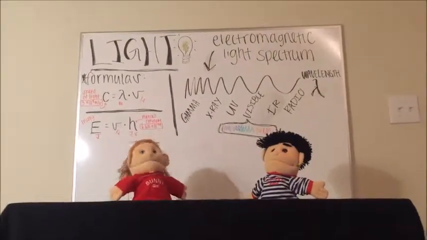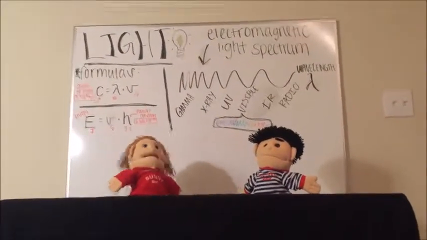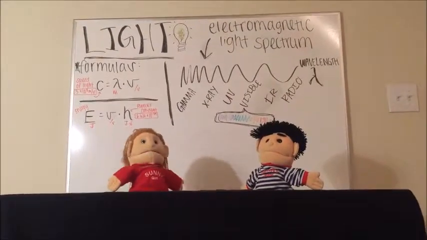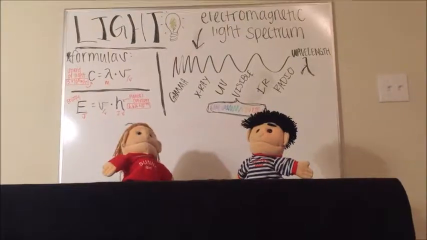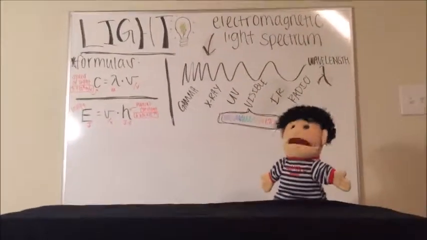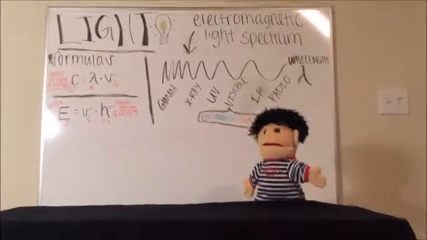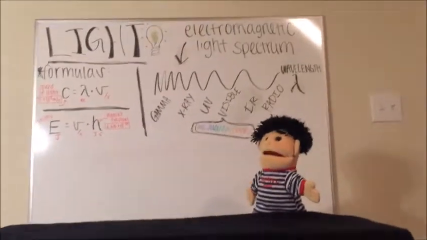Today we are going to talk to you about light, atomic models, the quantum mechanical model, electron configurations, and mass spectrometry. First, I'm going to tell you about light. This represents the electromagnetic light spectrum.